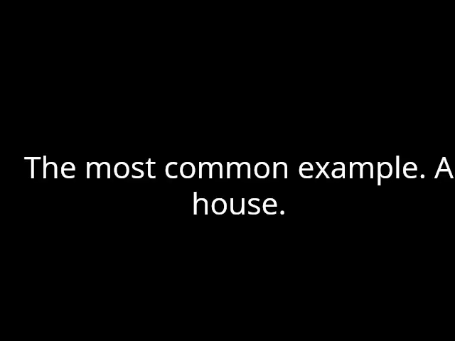Here's how he defines them. An asset is something that puts money into your pocket. A liability is something that takes money out of your pocket. It's that simple. But most people don't see it this way. Kiyosaki explains that the average person buys liabilities thinking they're assets. The most common example. A house.